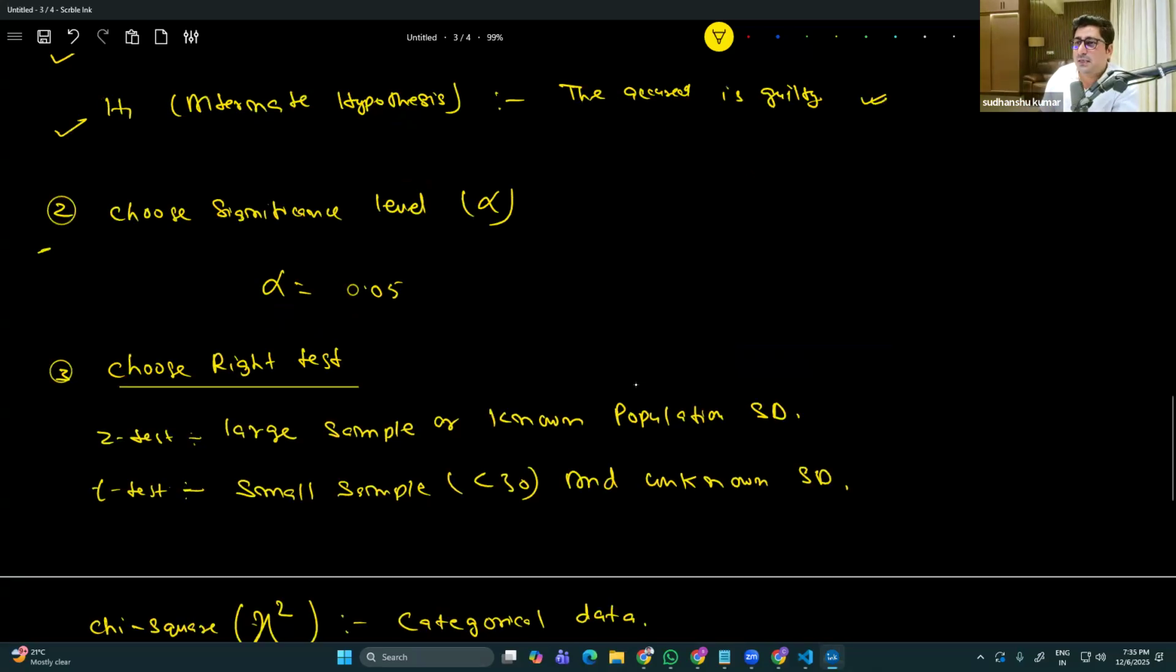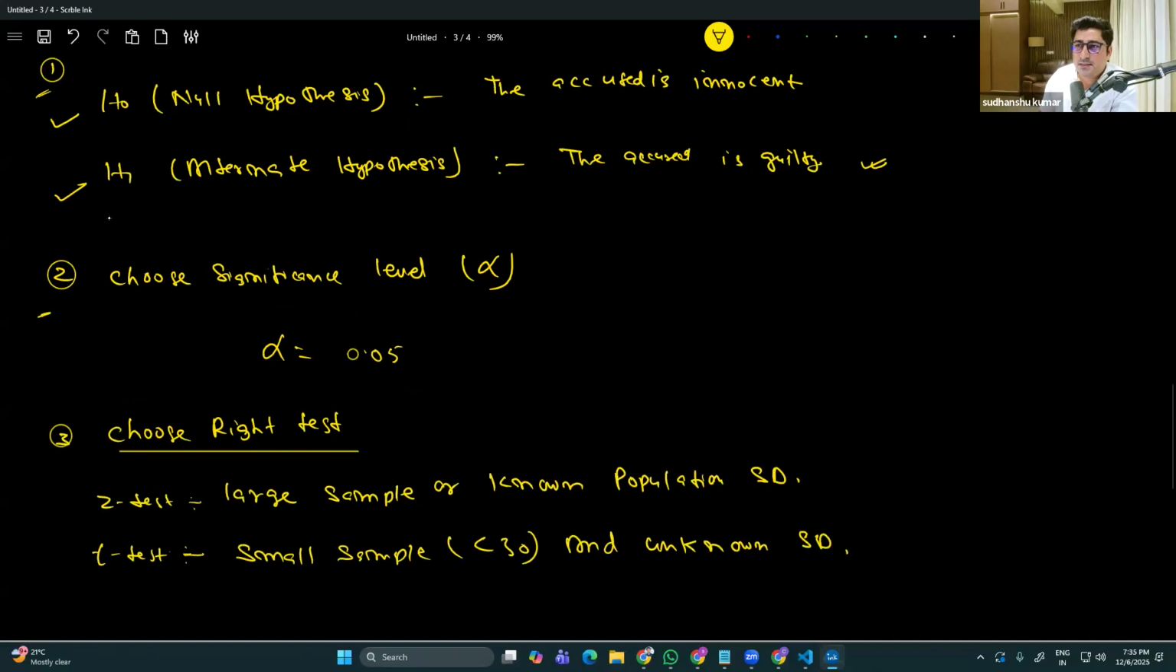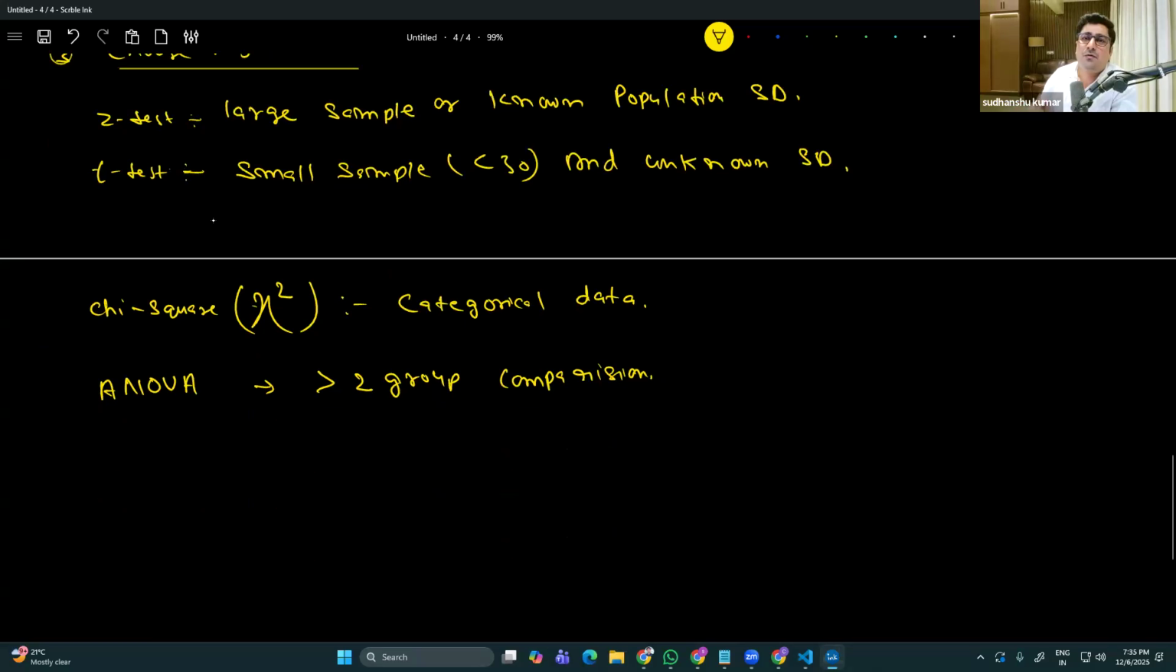So basically we are able to build the hypothesis. We are able to take a risk over there, and then we are going to select which test I'm supposed to do on what kind of data.